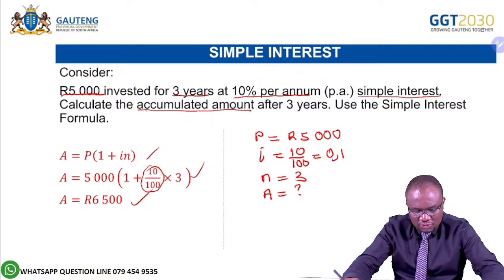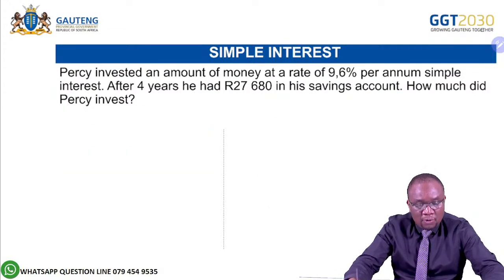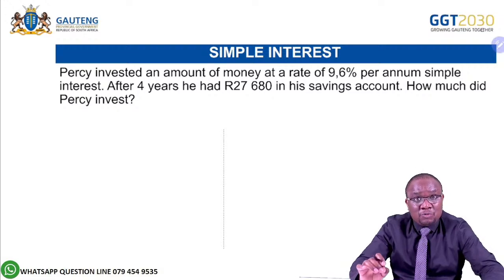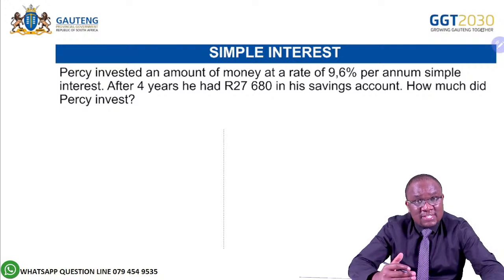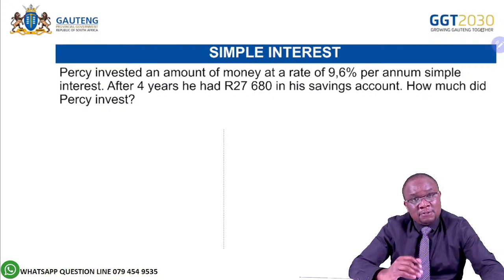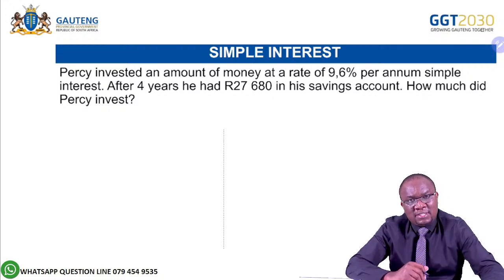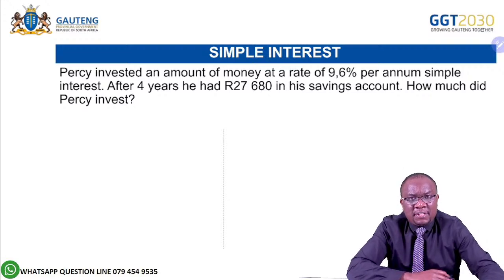Right, let's go to the next one. I want you to read the question and identify the variables that were given and the variable that you are looking for. Just for 1 minute, identify the variables that you are given and what we are looking for. After that, we'll do the next step together, and then I'll give you time to do your substitution and calculating.